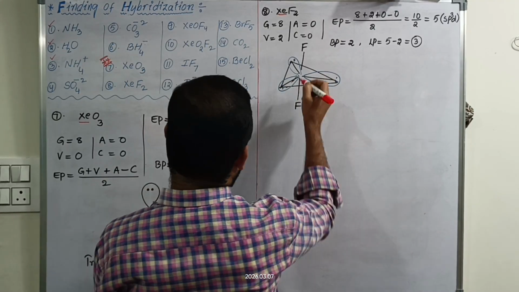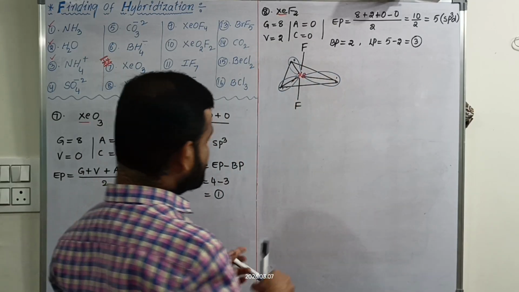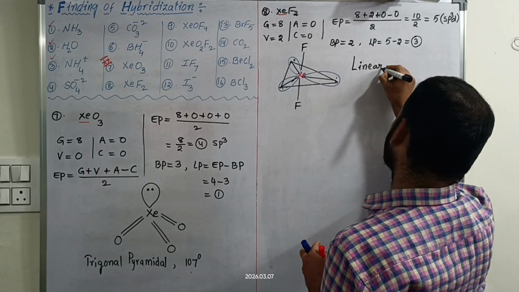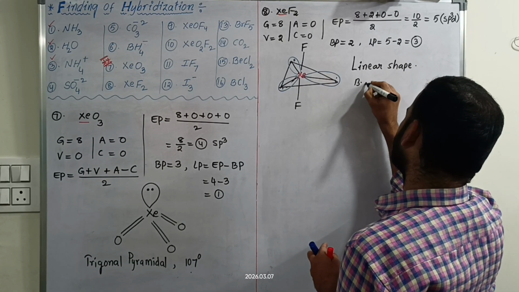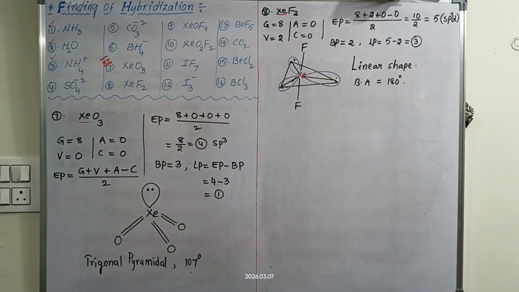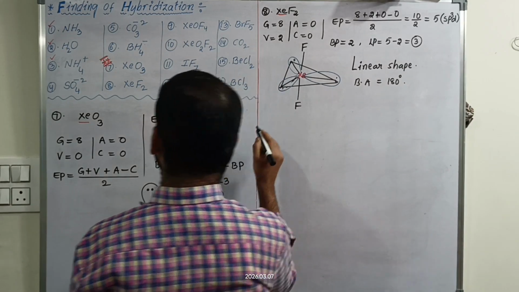Okay, so in the center, what is the central atom? Xenon. So here the shape is what? Linear. Linear shape means the bond angle is 180 degrees. 180 degrees. Okay, so next, the ninth one.